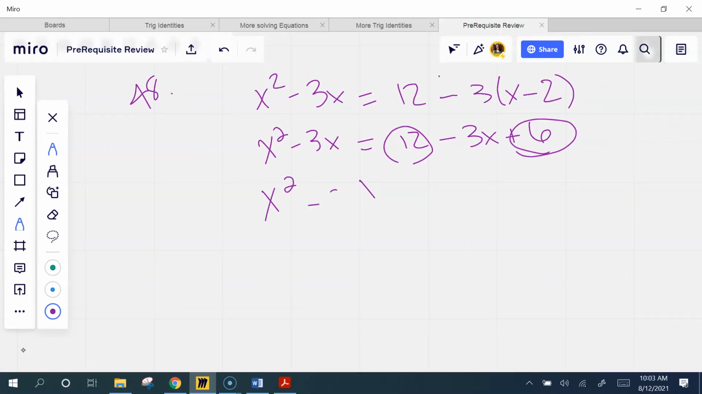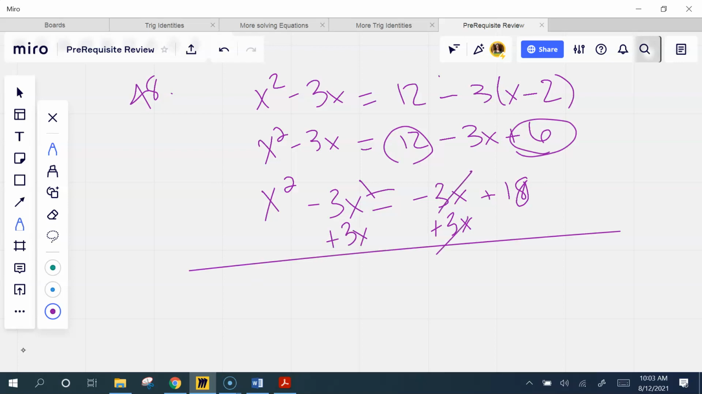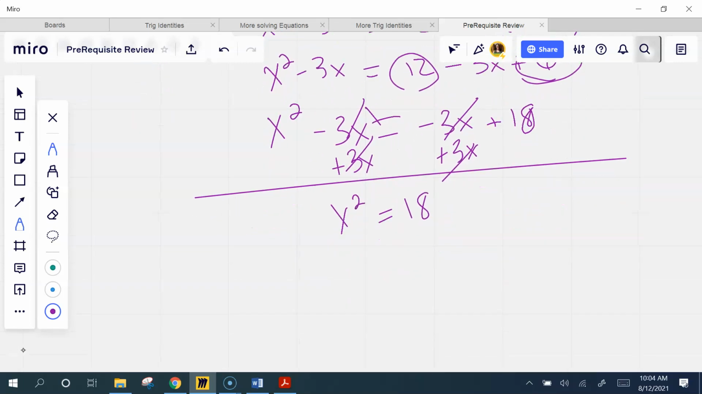X squared minus 3x equals negative 3x plus 18. Now add this to both sides, and they are going to cancel. Square is 18, and I can just square root on both sides.